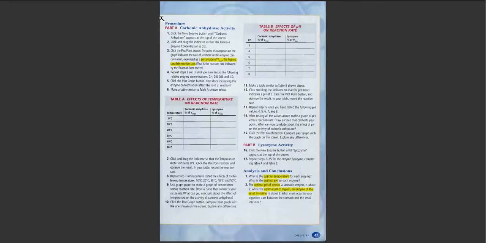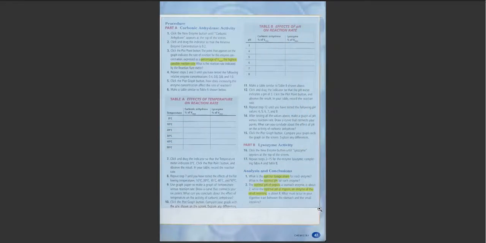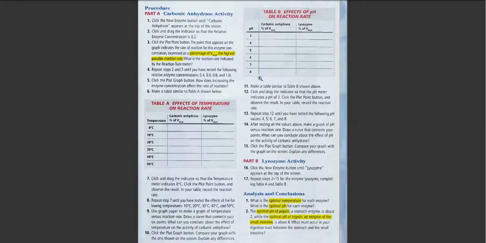Procedure. Part A, carbonic anhydrase activity. 1. Click the new enzyme button until carbonic anhydrase appears at the top of the screen. 2. Click and drag the indicator so that the relative enzyme concentration is 0.2. 3. Click the plot point button. The point that appears on the graph indicates the rate of reaction for this enzyme concentration, expressed as a percentage of Vmax, the highest possible reaction rate. What is the reaction rate indicated by the reaction rate meter?